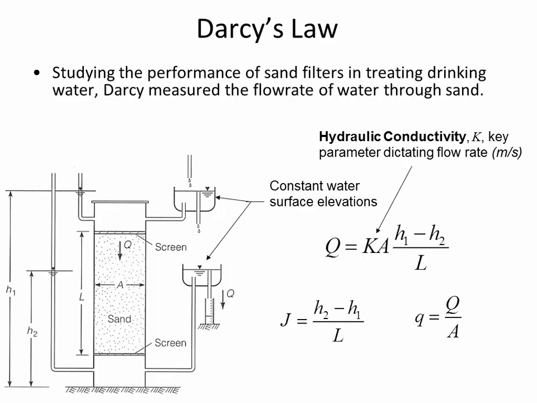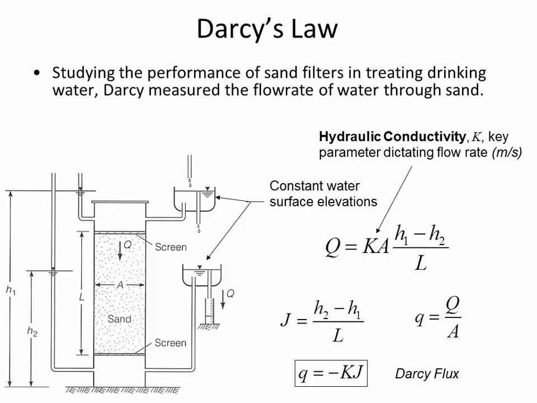Sometimes Darcy's law is simplified by the head differential H2 minus H1 divided by L is called J. You can think of that as the slope of the water surface. And lowercase q is a flux. It's a flow per unit area. So they call that Darcy flux.